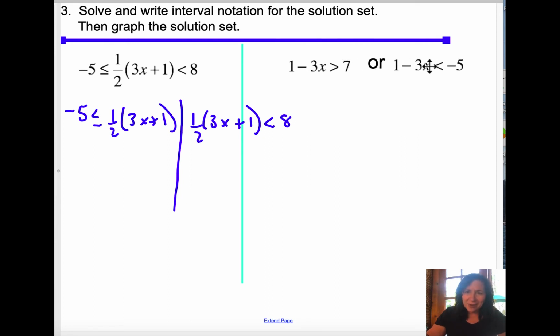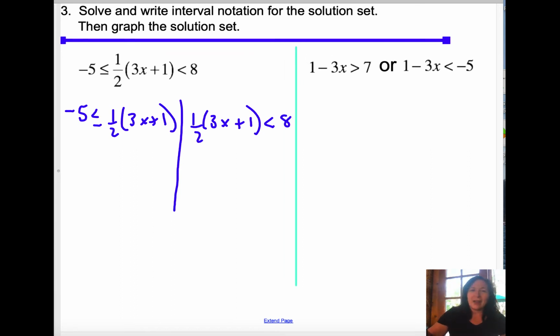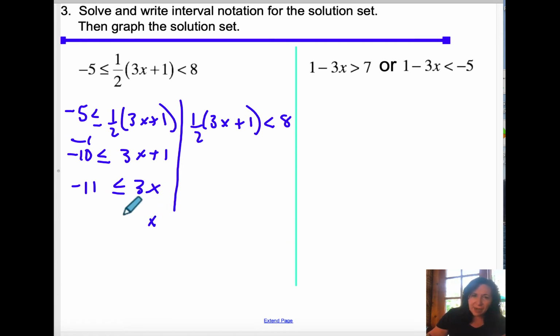I'm going to move this over so I have a little bit more room. So let's do that. Okay. And so in solving this problem here, let's see, for this problem first, I think what I'm going to do is I'm going to multiply that 2 out. So I really don't have to deal with that. Multiplying the 2, I'm going to have -10 is less than or equal to 3x plus 1. I'm going to subtract 1. I get 3x is greater than or equal to, if I subtract 1, that's -11. And then I'm going to divide by 3. So I'm going to get x is greater than or equal to -11 thirds.